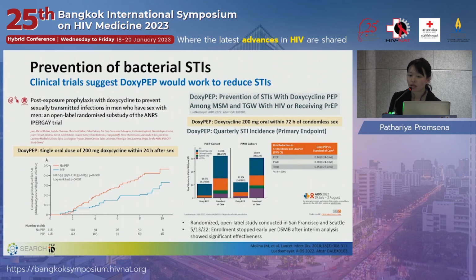And now I will take a look at the prevention of bacterial STI. The data to support doxycycline as post-exposure prophylaxis, or doxy-PEP, come from 2 clinical trials in France and in the US, and both trials studied MSM and transgender women. The participants were randomly assigned into 2 groups. One group was given doxycycline 200 mg after unprotected sex, while the control group didn't receive any drug. In both trials, doxy-PEP was very effective in reducing bacterial STI, leading to the trial being stopped early in the US, and the results are under review for publication.